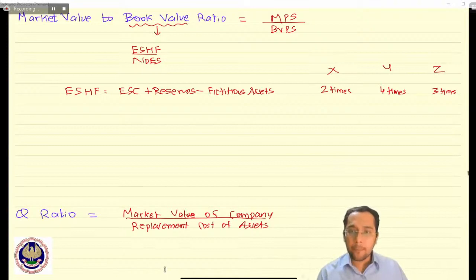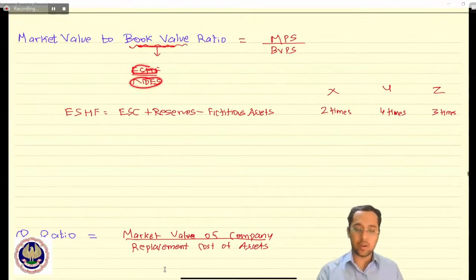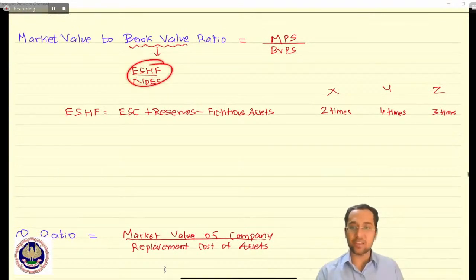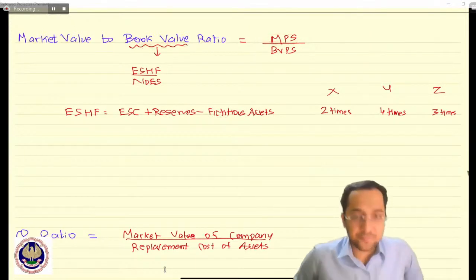Then the difference between book value and market value. Book value is, as I told you, equity shareholders funds upon number of equity shares. This is based on your balance sheet figure. Based on your balance sheet, you take a total of equity share capital and reserves and reduce it by fictitious assets. That will give you book value. Whereas market price is the market price of the share on the stock exchange.